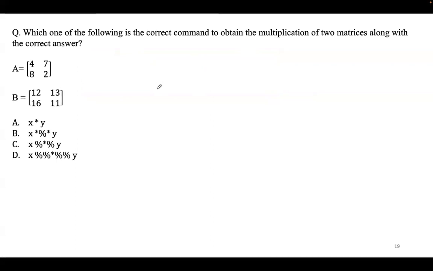Which of the following is the correct command to obtain the multiplication of the two matrices? It asks you to give the correct answer also, but for now you can just tell me which of the commands you will use to do a multiplication of two matrices. Not element wise, but multiplication. C. Yes, correct. That's all the questions I had.